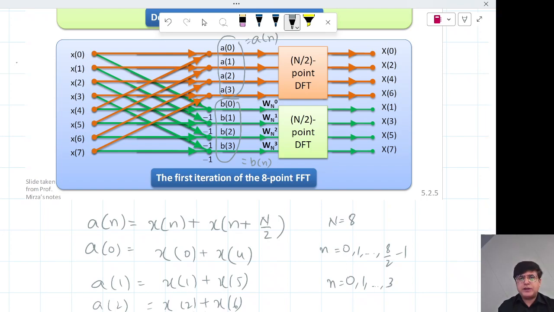So this is b of 0 times w subscript n to the power 0, b of 1 w subscript n to the power 1, b of 2 w subscript n to the power 2, and b of 3 w subscript n to the power 3. What is w subscript n? It is just e to the power minus j 2 pi over n, and in this case it is w subscript 8, so e to the power minus j 2 pi over 8. Clear?